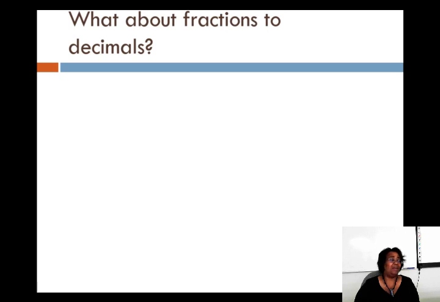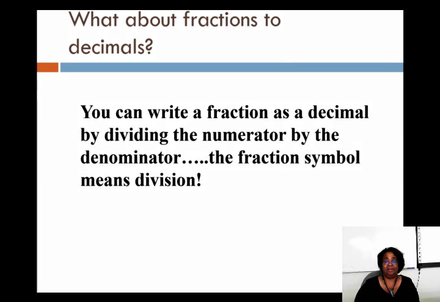Now, let's talk about how to go from fractions to decimals. You can write a fraction as a decimal by dividing the numerator by the denominator. The denominator is your divisor. The numerator is your dividend. So, remember the fraction symbol means division.